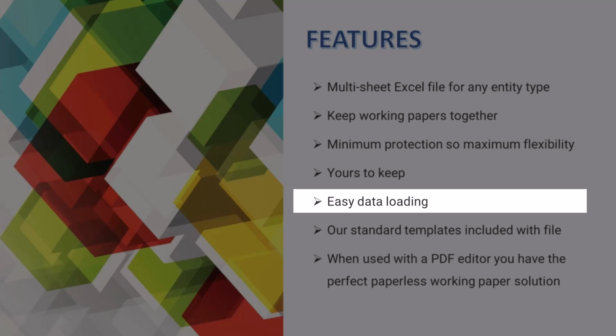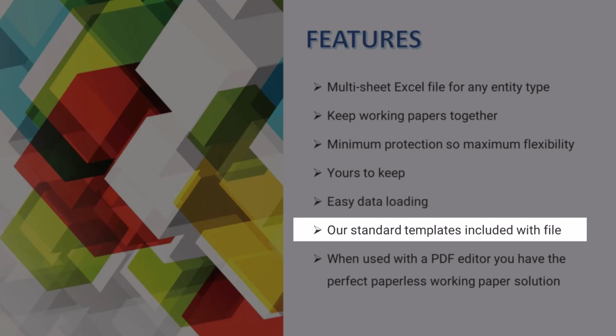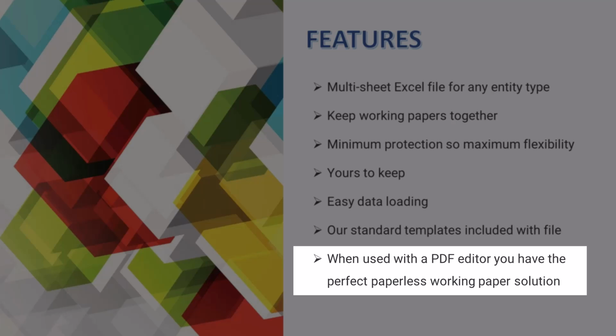Any other data can be added by pasting screenshots, although Excel data is by far the best way to populate your file. Using Excel data rather than screenshots means you can work with the numbers using standard Excel features. The file comes preloaded with our standard templates for the job and entity type. And if you use a PDF editor, you'll have the perfect paperless working paper solution for your annual accounting jobs. Your PDF will include the bulk of your documents, and our Excel file will do all your calculations and have screenshots of any PDFs where needed.